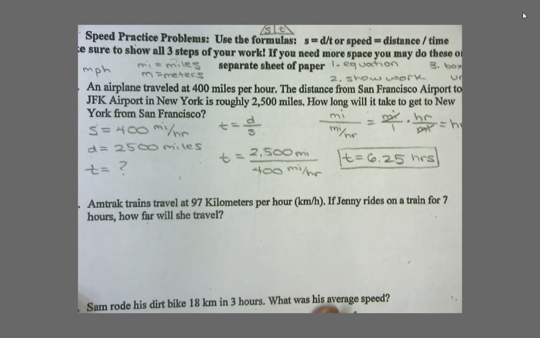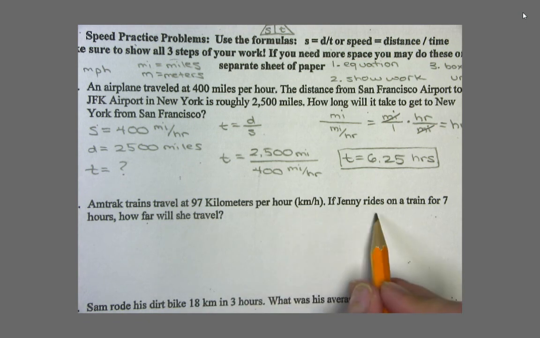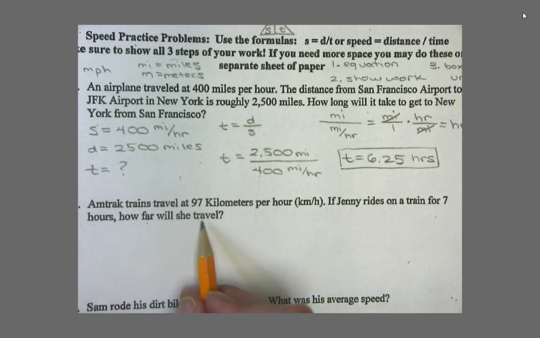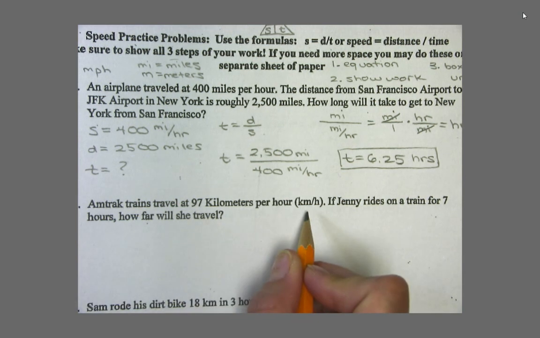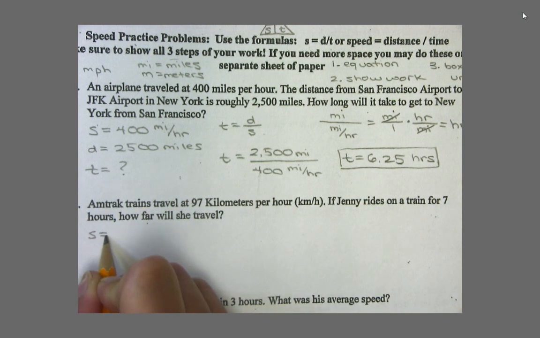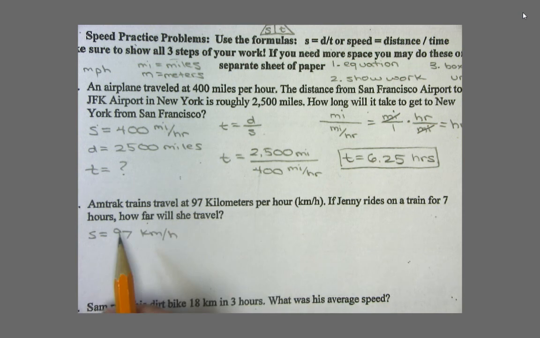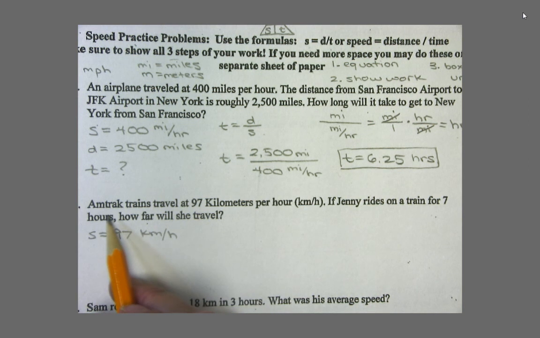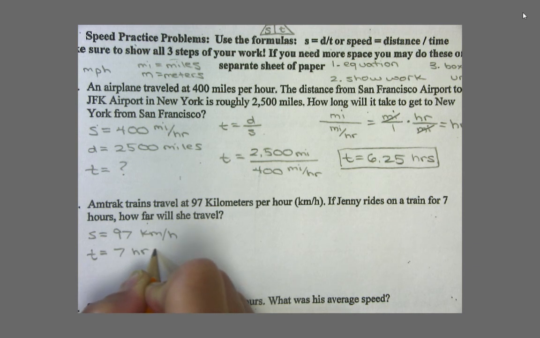If I have an Amtrak train, it travels at 97 kilometers per hour. If Jenny rides on a train for 7 hours, how far will she travel? Okay, so let's list what I have. 97 kilometers per hour, that's going to be speed. Ooh, we're given speed again. 97 kilometers per hour. And remember, the difference between speed and velocity is just that velocity has a direction. Okay, we don't know which direction Amtrak is traveling. So let's see. 7 hours, time is 7 hours.